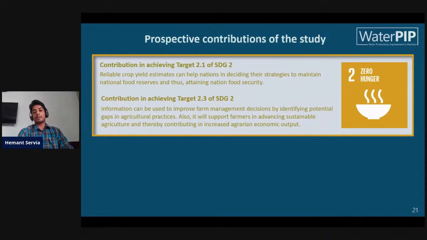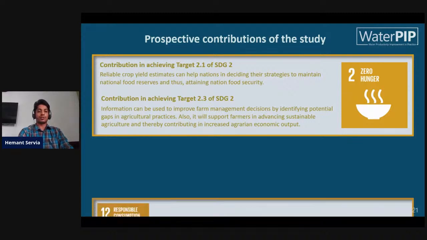From the farmer's perspective, the information from these models can be used to take informed farm management decisions. It can not only help them in identifying potential gaps in agriculture practices, but it can also support them in adapting to sustainable agriculture. Therefore, this study can contribute in increased agrarian economic output, especially for the small scale food producers, and thereby contributing in achieving target 2.3 of SDG 2.